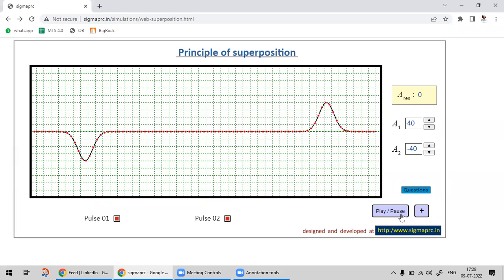So this is how I use this simulation in my class to enhance the visualization. And I found it personally very satisfying after the simulation was ready.